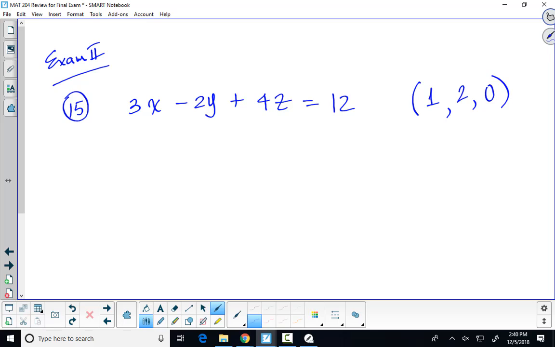So we want to find the point on this plane that's closest to that point, 1, 2, 0. I love this one. This one was great. So what are we going to do? How are we going to do this using Lagrange multipliers?